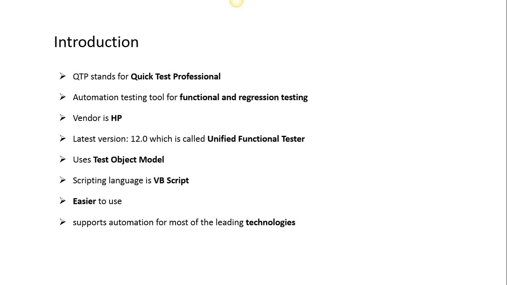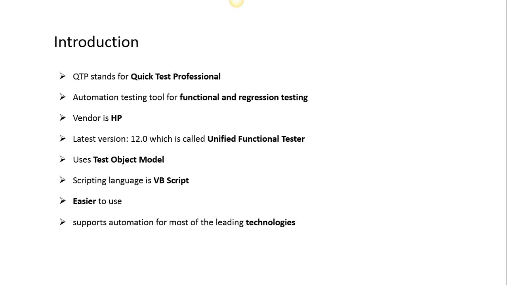QTP uses a test object model, where during recording QTP actually records all the objects and stores them in a repository. Those objects are called test objects, and these test objects are compared with the runtime objects during execution. We would be discussing this in detail during our next sessions. So this complete concept we may call the test object model.